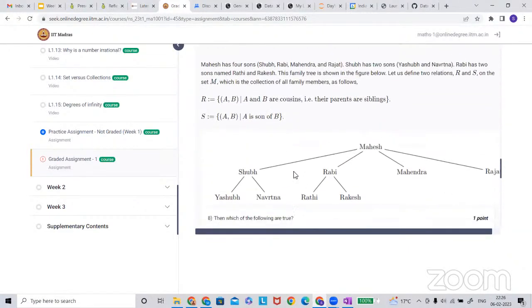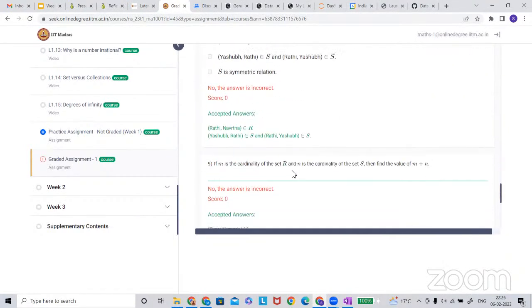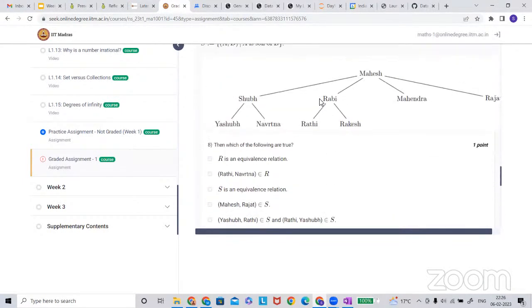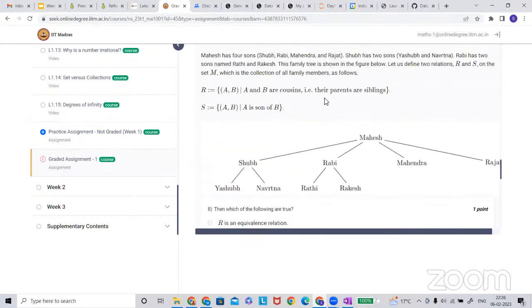Okay, so it is easy, right? You can easily calculate how many elements are going to be in R. The relation is given already. See, the relation R is given: A and B are cousins. So Yashub and Rati can be one element. Now Ratna and Rati can be one element. Similarly, Yashub and Rakesh can be one element. Now Ratna and Rakesh could be one element.